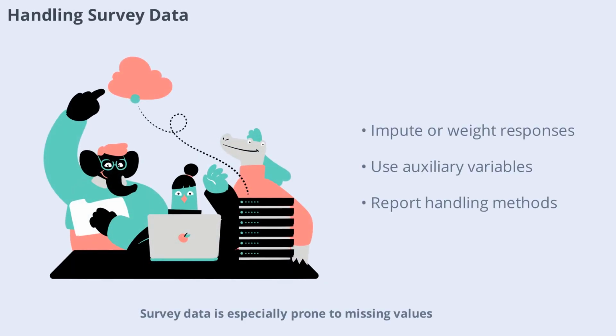seasonality. Survey data is especially prone to missing values as respondents may skip questions or drop out. Techniques like imputation, weighting, or using auxiliary variables can help address missingness. It's important to consider the reasons for missing data and to report how you handled it in your analysis.